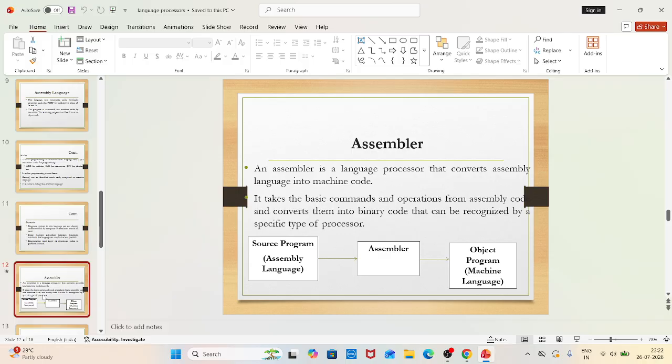Assembler. An assembler is a language processor that converts assembly language into machine code. It takes the basic commands and operations from assembly code and converts them into binary code that can be recognized by a specific type of processor. That is, input of assembler is source code, output of the assembler is object code.